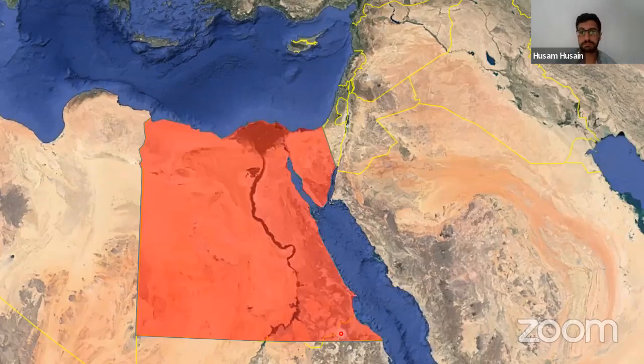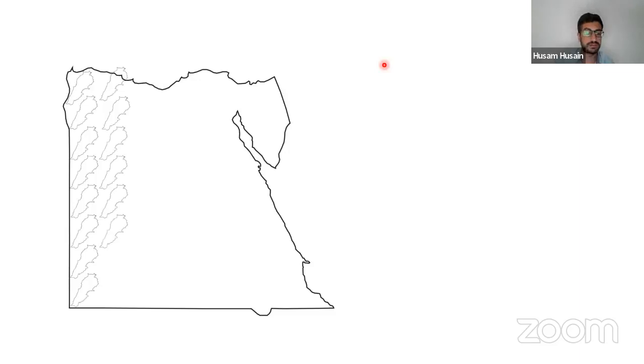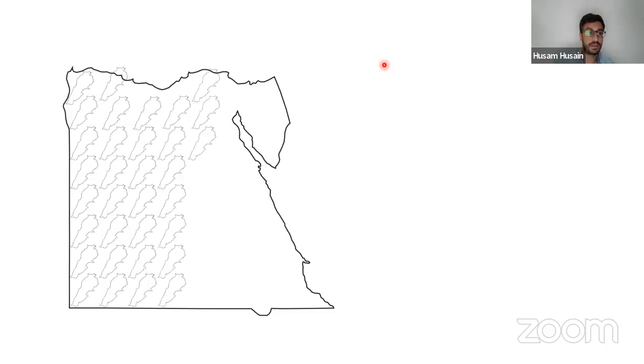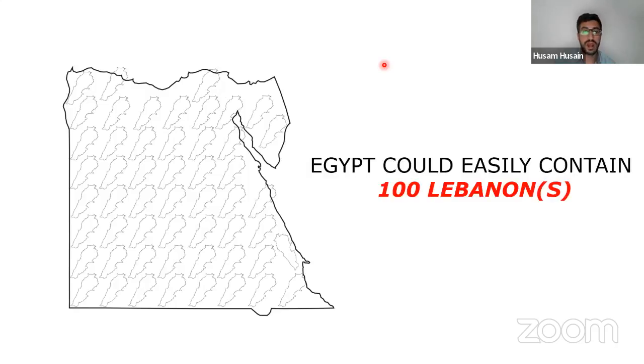Well, let's try to understand densities in another way. This is Egypt, and this is Lebanon. We can see the huge difference in size and scale between both. Do you know how many Lebanons can fit inside Egypt? Well, let's do this little test. These are proportionally correct. We keep going till reaching 100 Lebanons fitting inside Egypt. Egypt could easily contain 100 Lebanons.